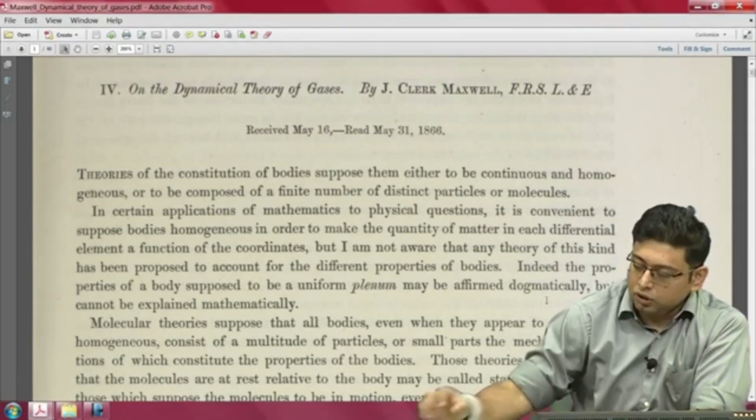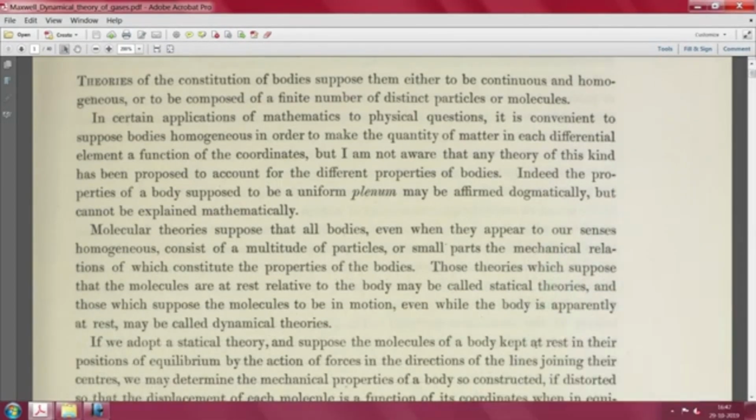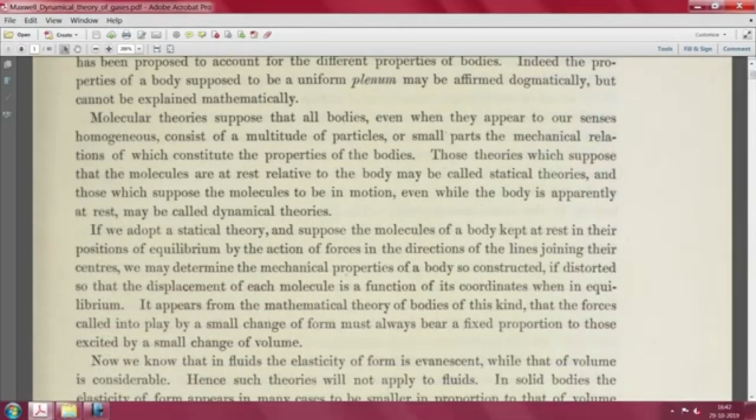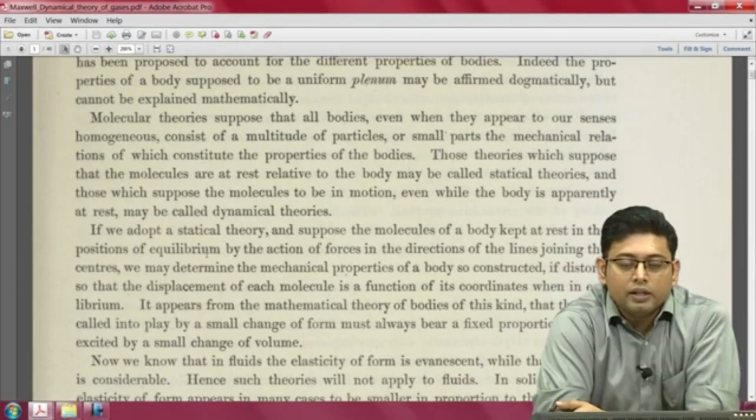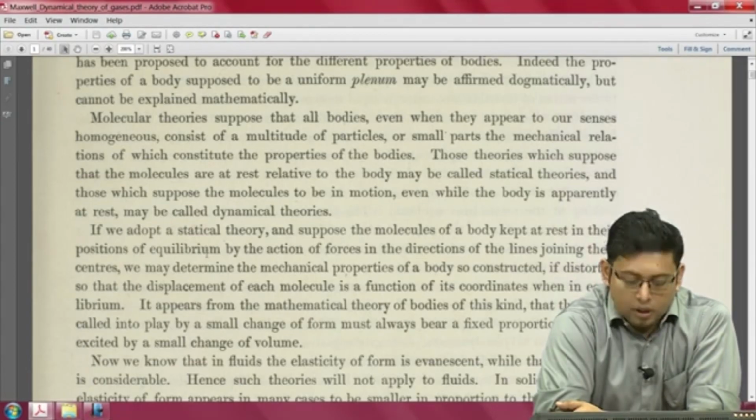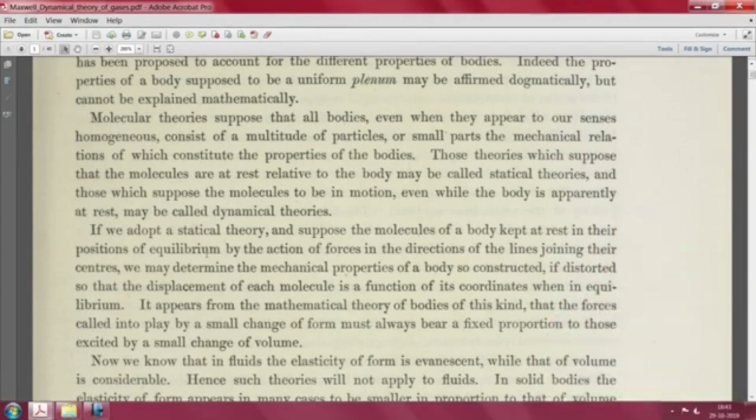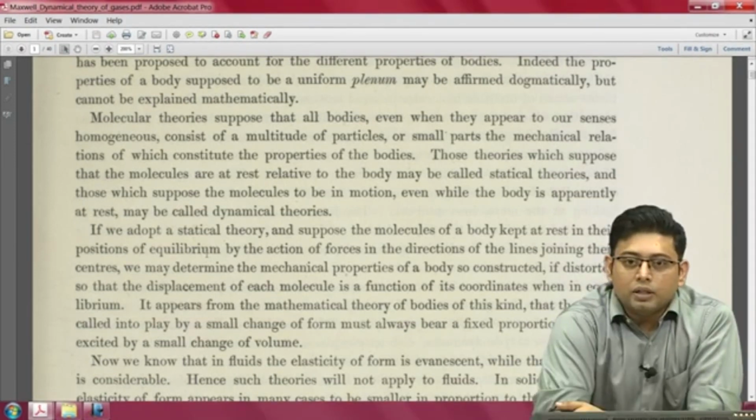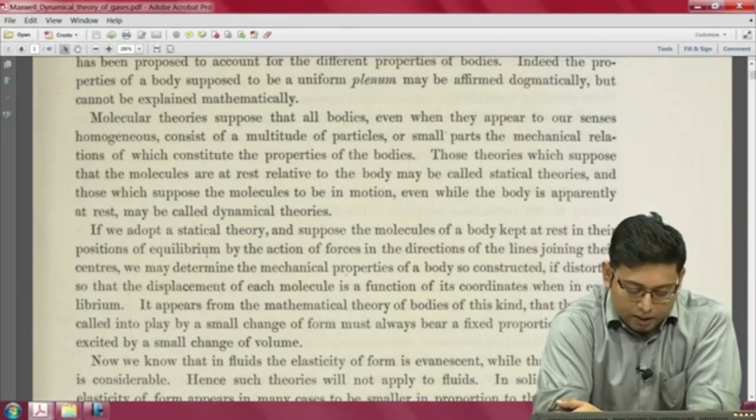And then he goes over the different ideas that are prevalent at that time, says that if we adopt a statical theory and suppose the molecules of a body kept at rest in their positions of equilibrium by action of forces in the directions of the lines joining their centers, we may determine the mechanical properties of a body so constructed if distorted, so that the displacement of each molecule is a function of its coordinates when in equilibrium. So, he is saying that if you knew the internal forces, then you would be able to figure out how the body is going to react to that, right.